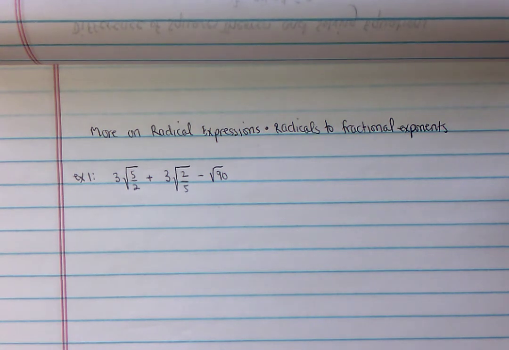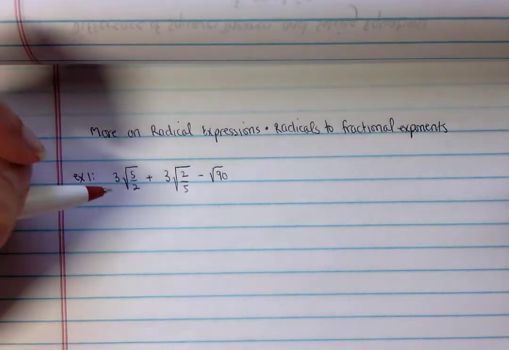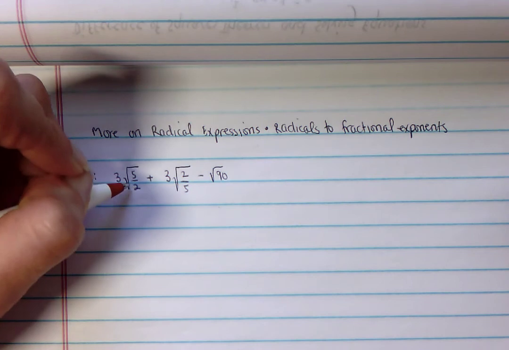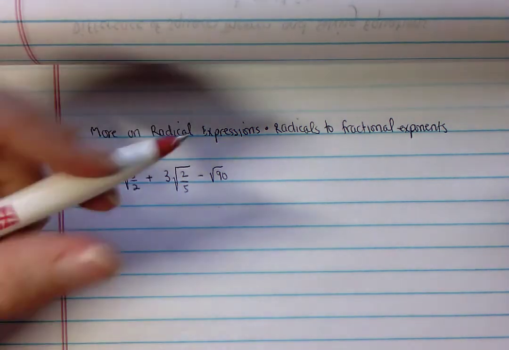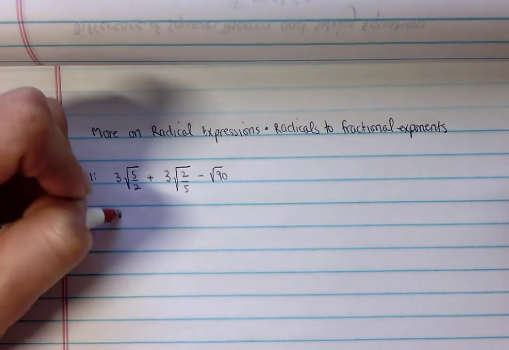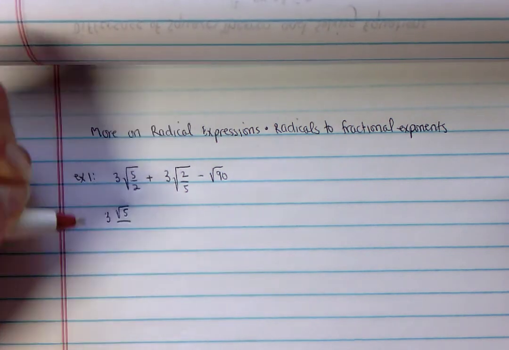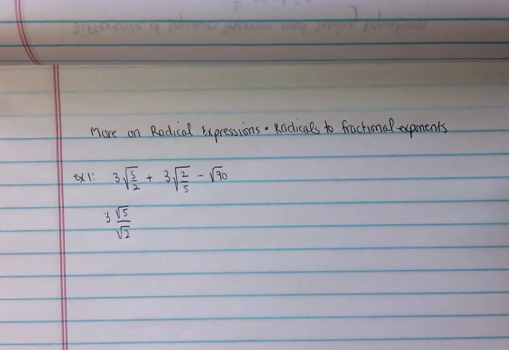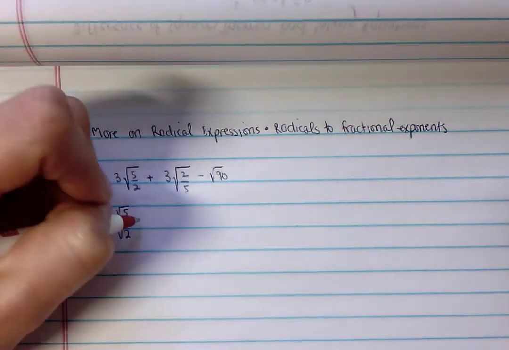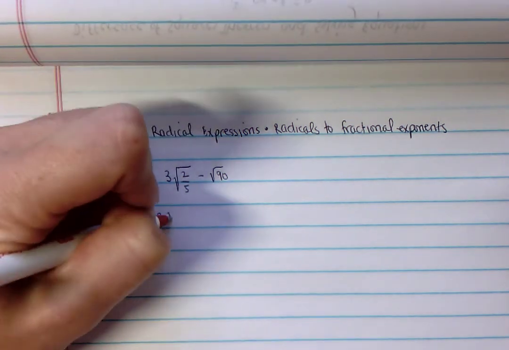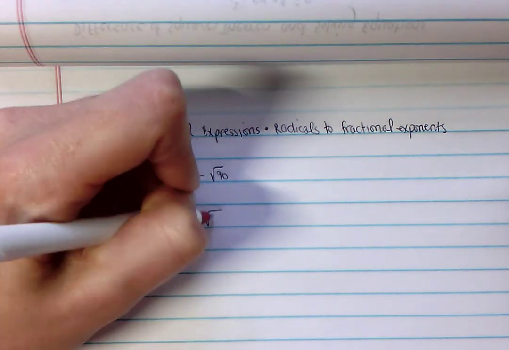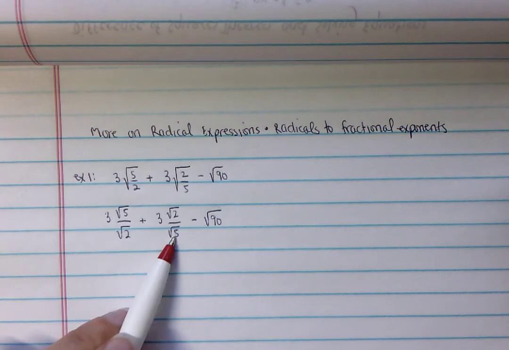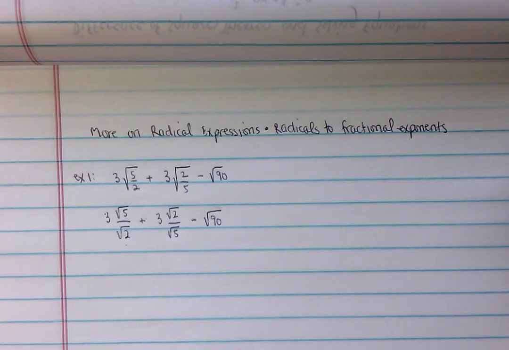So once again, when we add these radical expressions, we want to split each of these fractional terms with the radical. We want to split them up into square root of 5 over square root of 2. Right? And so I'll just do that. And then there's 3, and then it's root 2 over root 5 minus root 90. So with these now, that's the first step.